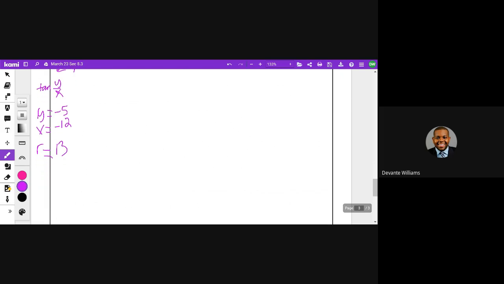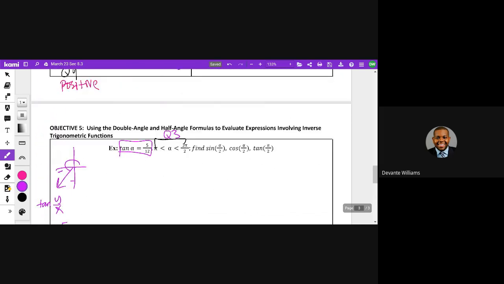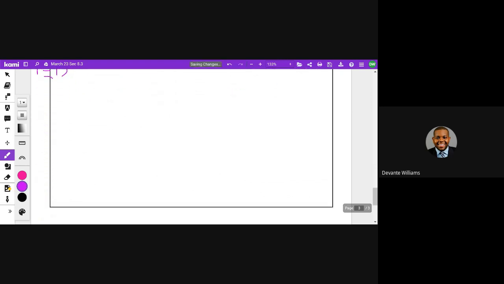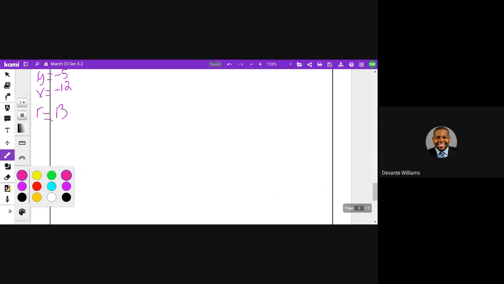So we've got y, x, and r. Now we've got to go back and find the half angle for sine, cosine, and tangent. To make our life easier, we're going to go ahead and find our 3 trig functions. The sine is the y over r, so we get negative 5 over 13. The cosine is x over r, so it'd be negative 12 over 13. And the tangent is y over x, which is 5 over 12.